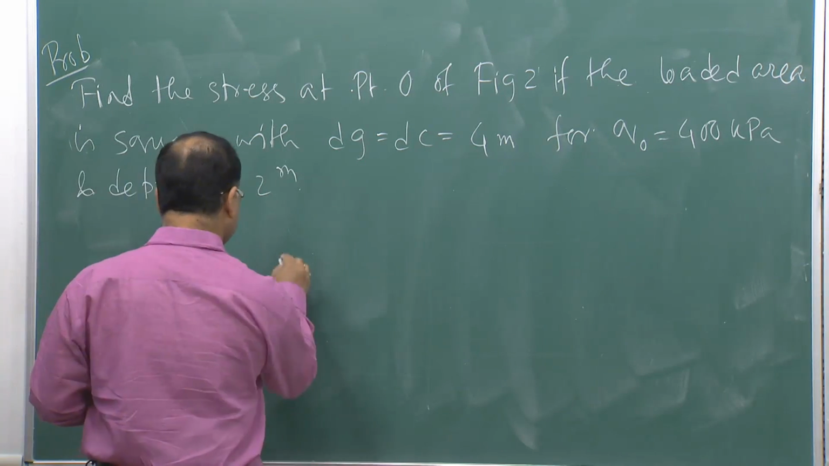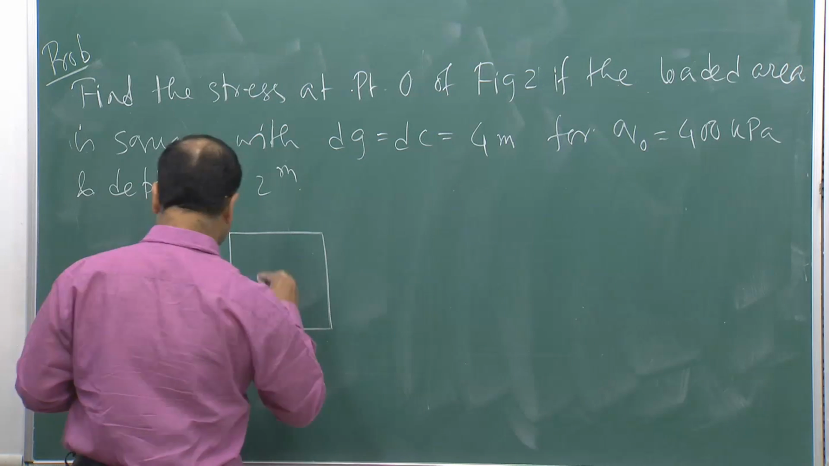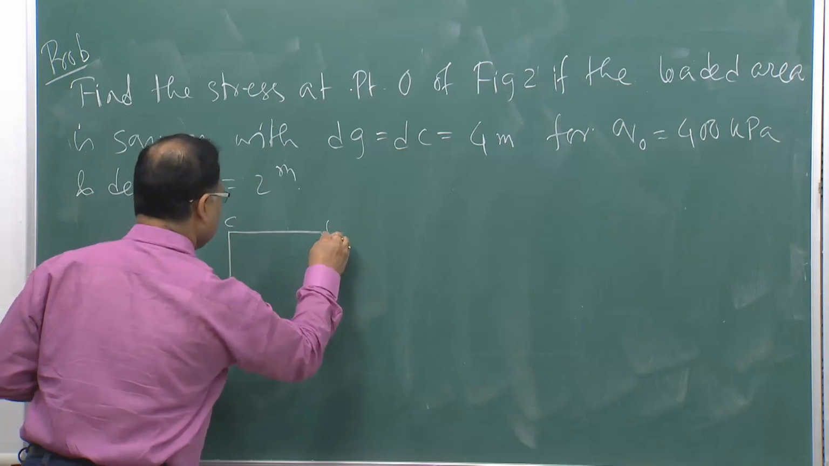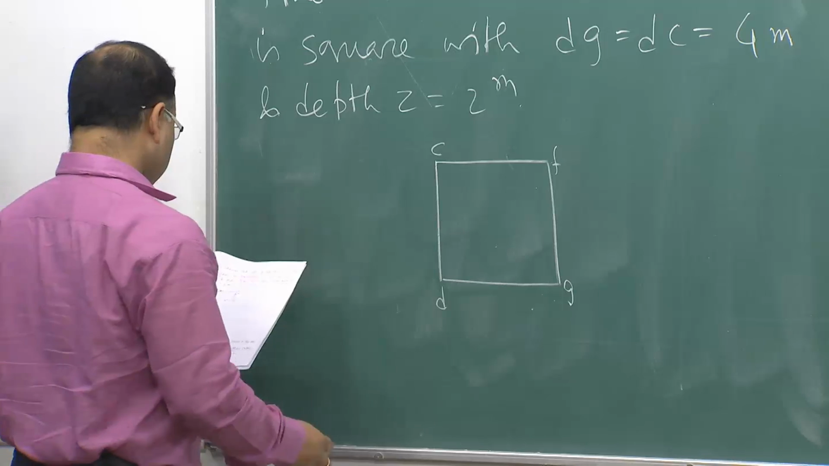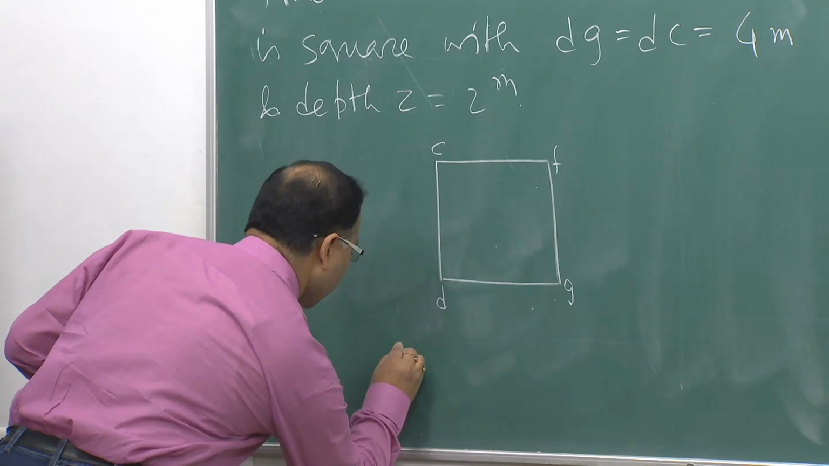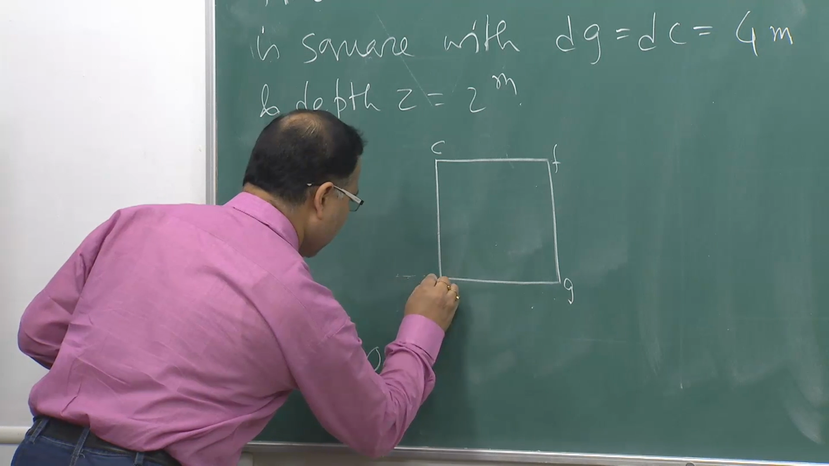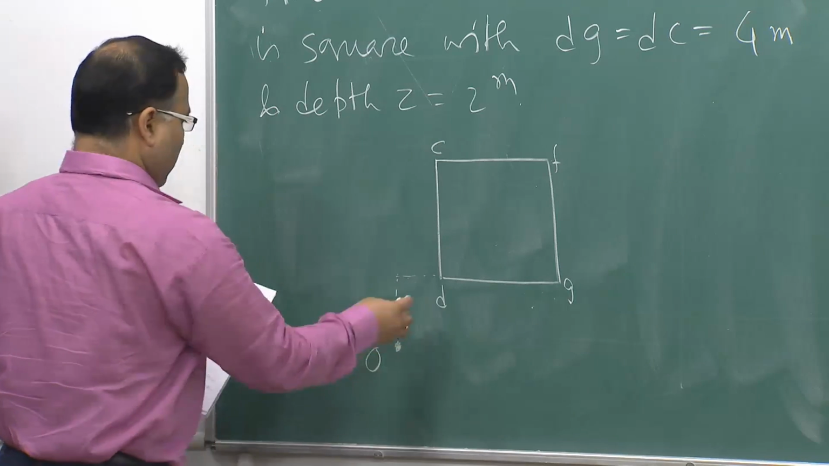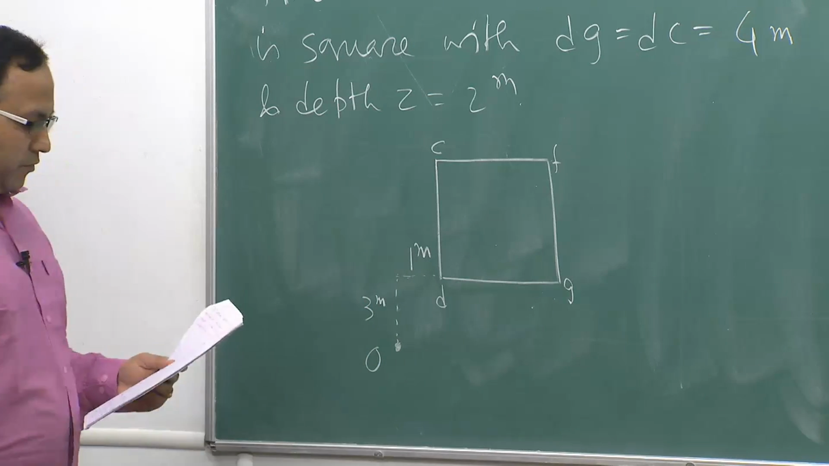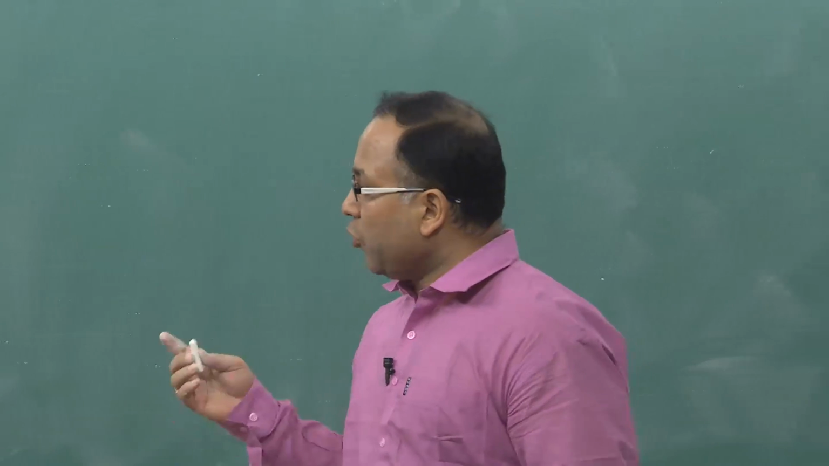Okay. Now let me show this area. This is the square area C, D, F, G, and the point is here. This is your point O, which is from D it is 1 meter on left side and 3 meter below. So this point is outside the loaded area, that is the interesting thing. Okay. This point is outside the loaded area.